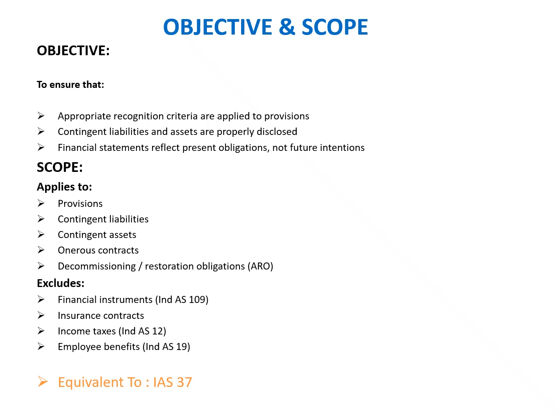Okay, now we'll talk about the objective and the scope. See, the objective of IND AS 37 is to ensure that appropriate recognition criteria are applied to the provision, contingent liabilities and assets are properly disclosed, and financial statements reflect the present obligation, not the future intentions. So, which means that it covers the three aspects.